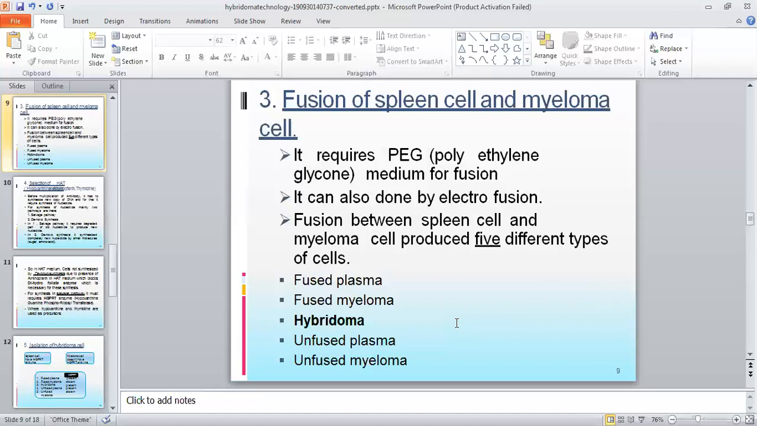These 5 types of cell we obtain from the media. That is fused plasma, meaning two plasma cells are fused to each other, and fused myeloma cell, meaning the myeloma cells also fused to each other. And third one is hybridoma, meaning myeloma and plasma cell fused to each other. Unfused plasma cell means there is no fusion between the plasma cells, only single plasma cells are present. Again, unfused myeloma cell.